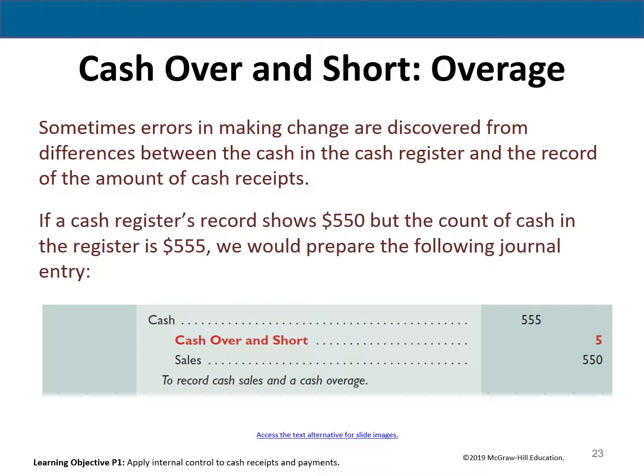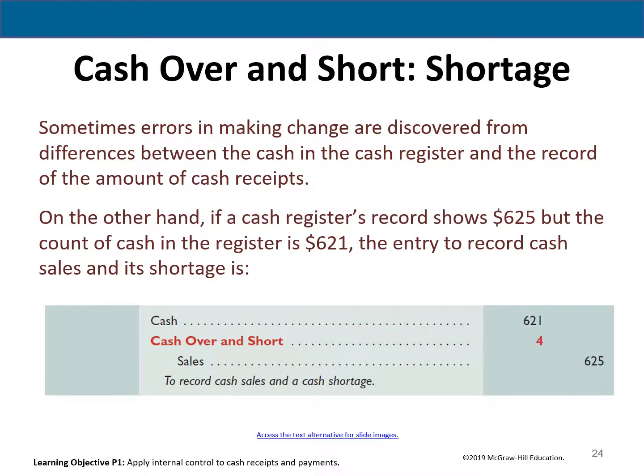So the journal entry to record that sale would be debit cash $555, credit the sales for $550, and then we would credit an account called cash over and short. In this case, it would have a credit balance, so it would act as a revenue account, but sometimes it'll be short, so we would debit it. And then depending on where the balance is will depend if it is going to increase net income or decrease it. It will go on the income statement.